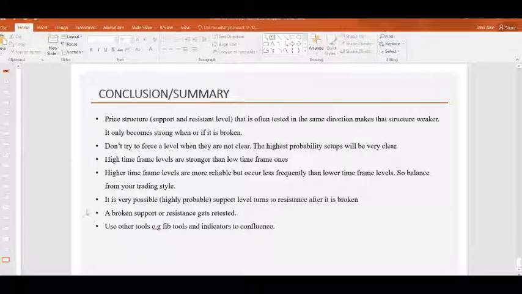So also, it is very possible that support levels turn to resistance after they are broken. A broken support or resistance level gets retested, but not always. So we also need to use other tools and indicators as confluence to complement all these things that we said. But let me say something. Support and resistance, please, they are the bedrock of technical analysis.